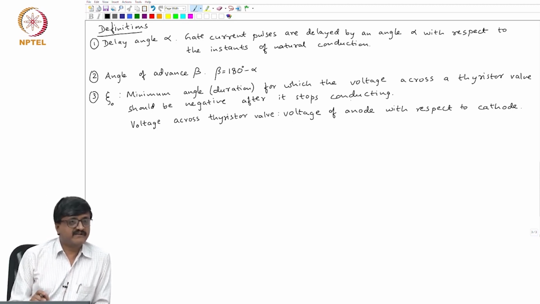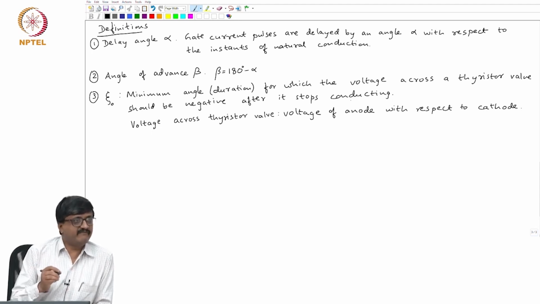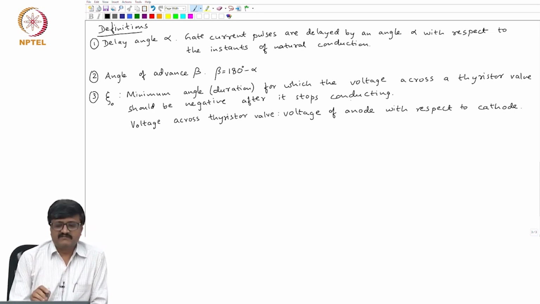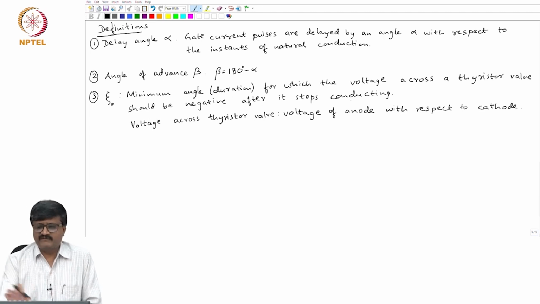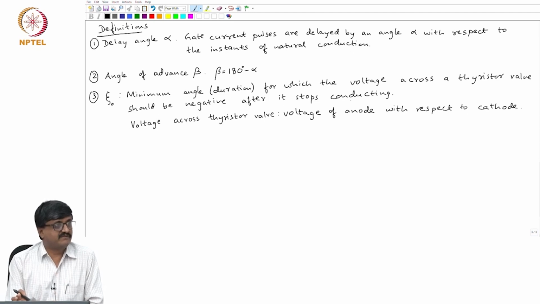Now, what happens if it is not negative for this minimum duration? Then it is not turned off. Then it again starts conducting as soon as the voltage becomes positive, without a gate pulse. We do not want that. Our intention is to see that the thyristor valve conducts when we want, by giving a gate pulse. Suppose it conducts without a gate pulse, then control is lost. So, this should always be satisfied. There is a minimum angle or duration for which the voltage across a thyristor valve should be negative after it stops conducting.